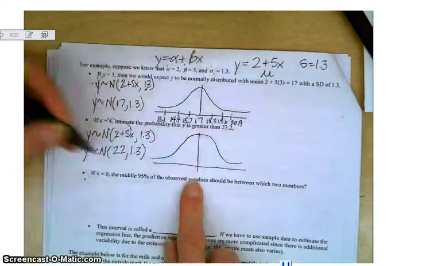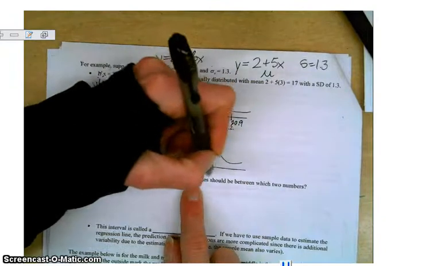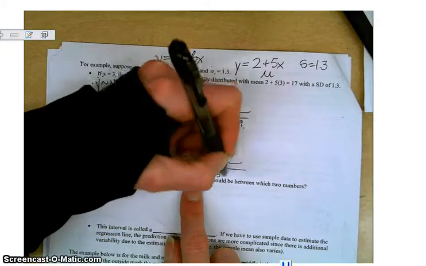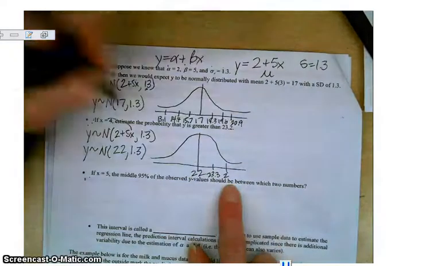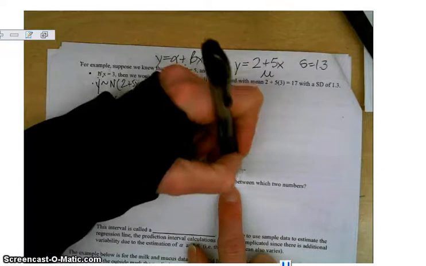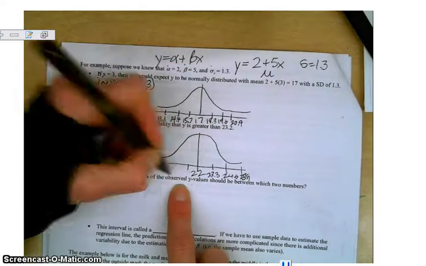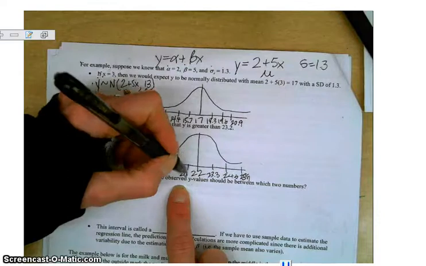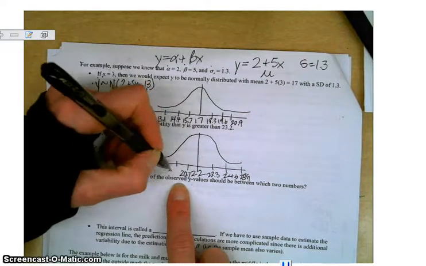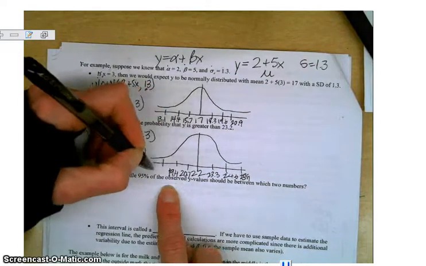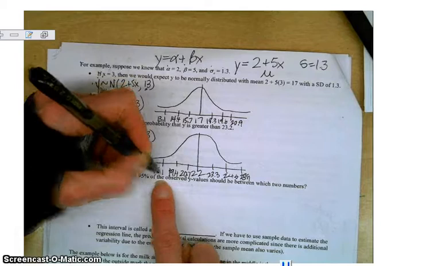So what does it look like now? Well, if you have the same picture, but now the mean has changed. So it's 22 and 23.3, 24.6, 25.9, and then this will be 20.7, and then 19.4 and 18.1.